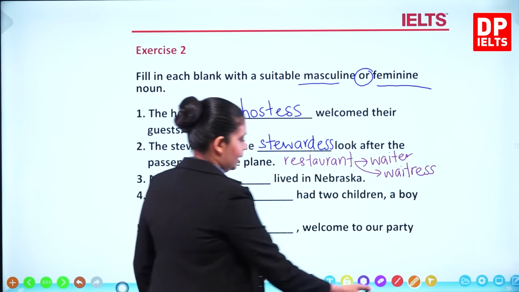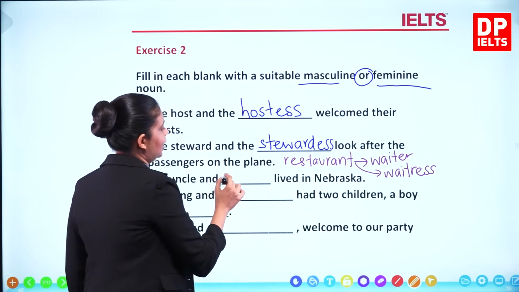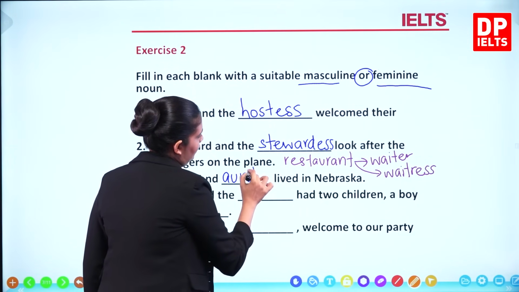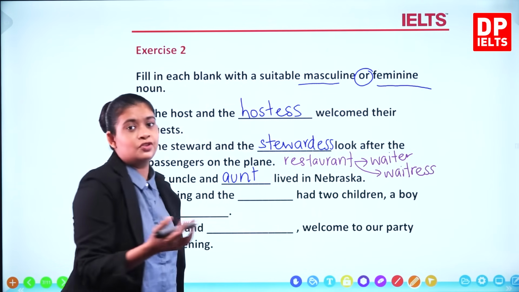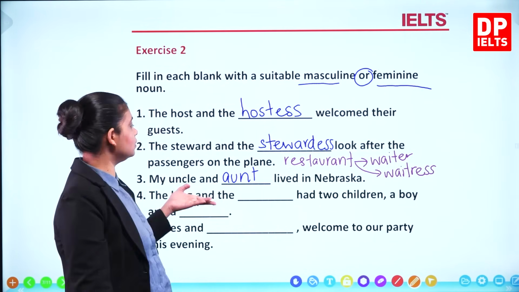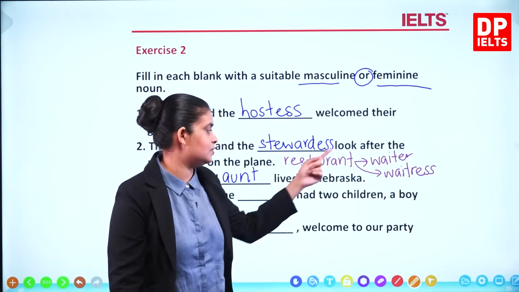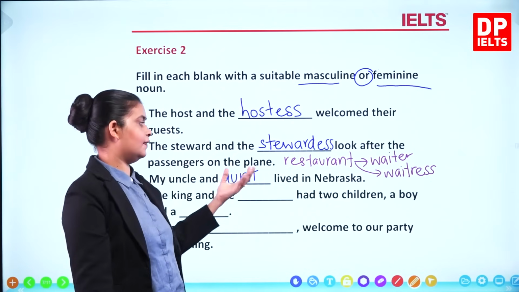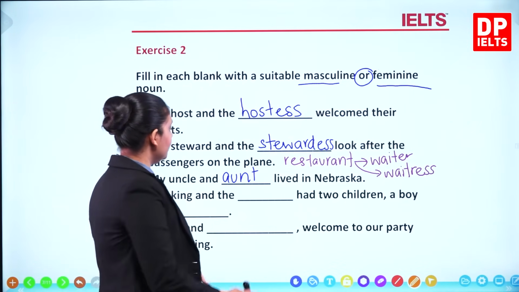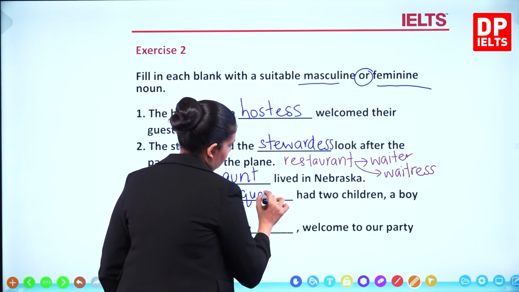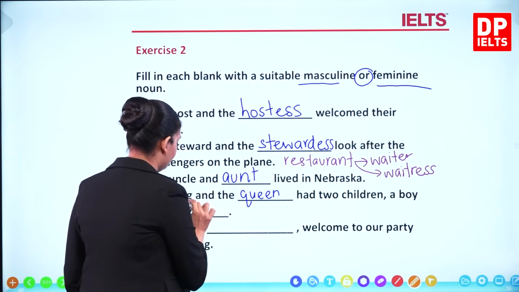Right? Next, let us have a look at the next example. My uncle and aunt lived in Nebraska. Okay, so that's a state, right? It's a place. If you don't know about it, you could just say lived in Gaul. Okay, my uncle and aunt lived in Gaul. My uncle and aunt lived in Colombo. Right? So you can use any place. Mage mama සහ නැන්ද ජීවත් උනේ කොළඹ. ජීවත් උනේ ගාල්ලේ. Right? The king and the queen had 2 children, a boy and a girl.